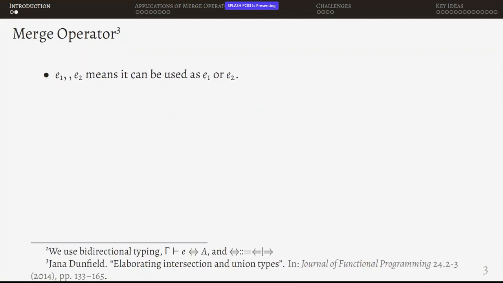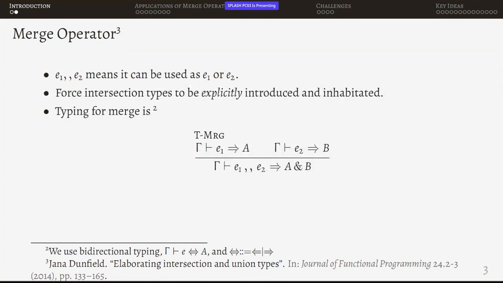Our system actually uses a similar idea. We call it the merge operator. It was originally introduced by Jana Dunfield in elaborating intersection types and union types. It is written as E1 merge E2. We use double comma as the merge operator. It can be used as E1 and E2. The merge operator forces intersection types to be explicitly introduced and inhabited.